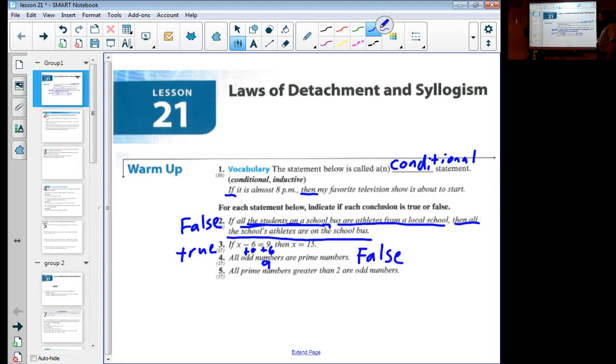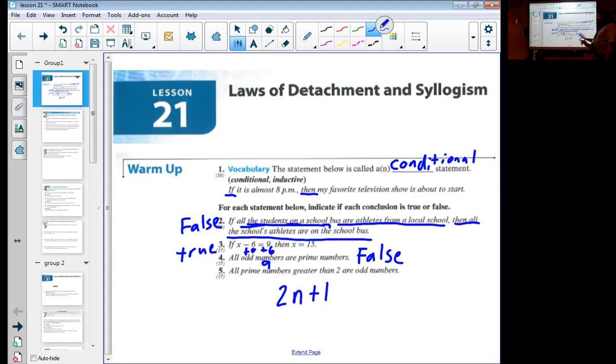All prime numbers greater than 2 are odd numbers. So if you have a prime number that is greater than 2, then it is going to be an odd number. An odd number has the form 2n plus 1. Every odd number follows this format. So 1 is an odd number: 2 times 0 is 0, plus 1 more is 1. 3 is 2 times 1 is 2, plus 1 is 3.